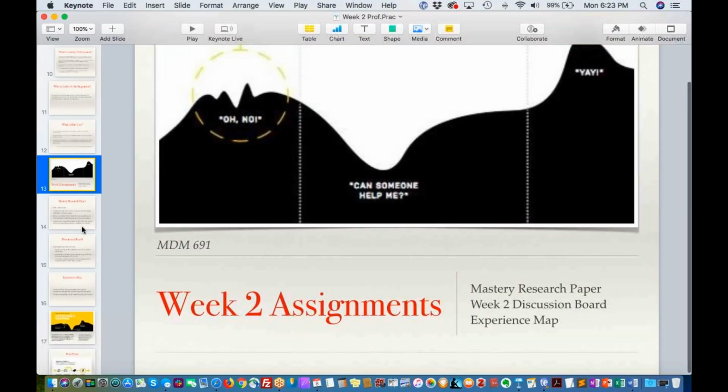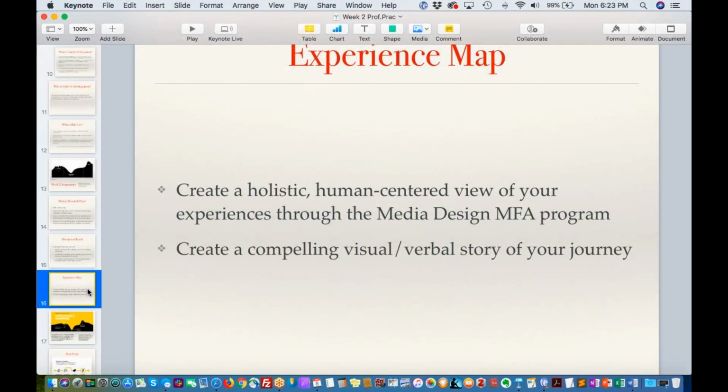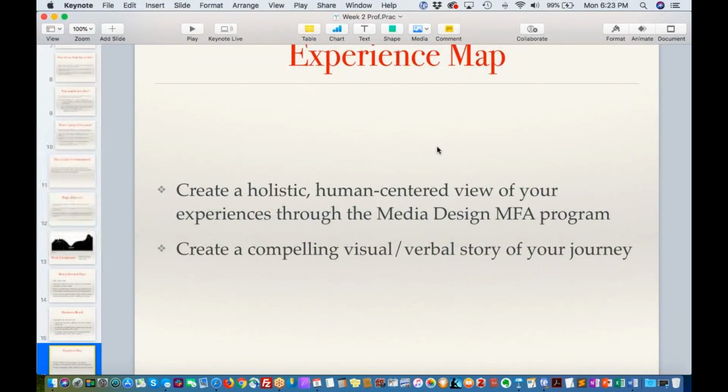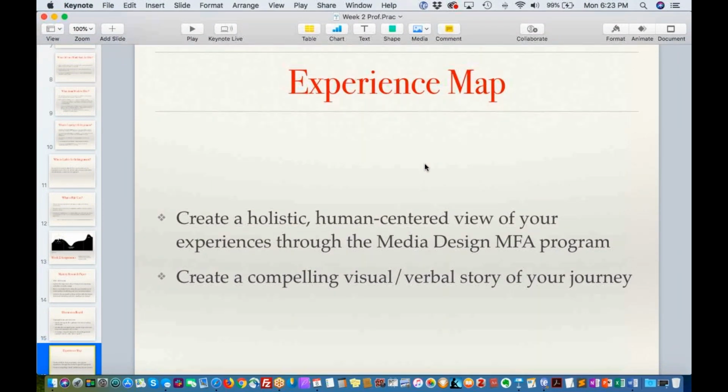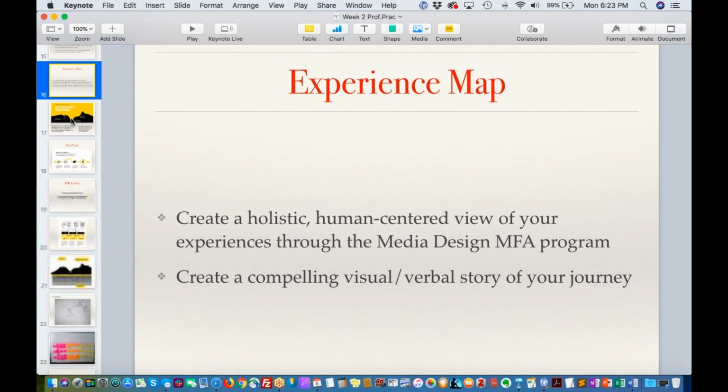Okay, let's talk about the experience map. An experience map is usually used when launching a new product. They want to understand the product developers. It's all about selling their products, so they need to understand their target audience and the user experience and all that good stuff. Well, what we're doing is using the idea of the experience map, and instead of doing it on a product, you're doing it on yourself and how your journey was. It's a really fun assignment because you're creating a visual story about the 12 months that you spent here at Full Sail working on your media design MFA.